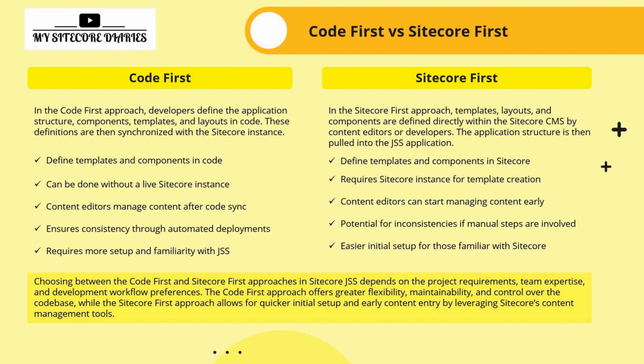So when to use code first, and when to use Sitecore first? Ideally, whenever you have more resources in the JS framework and no Sitecore is available, then you go for code first, because then you can utilize your non-Sitecore resources or JSS resources. But if you have a Sitecore instance available, and you have Sitecore resources available, then it's always preferable to start with the Sitecore first approach, because it's quick and easy to maintain.